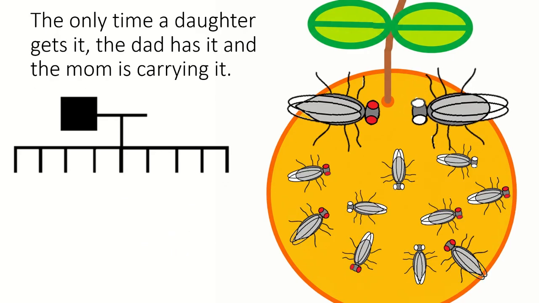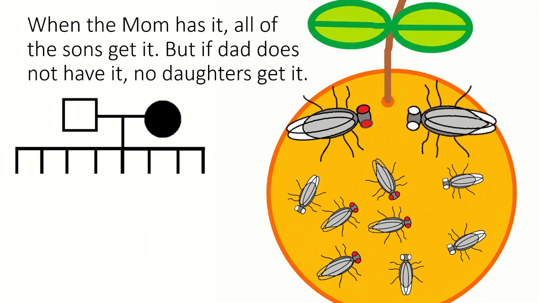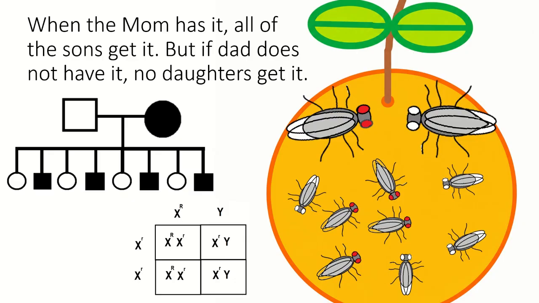Okay, continuing. Does this explain our scenario here? Why when dad has it and mom carries it, daughters can get it? Does this explain why if mom has it, all of the sons had it? And if dad doesn't have it, none of the daughters had it?